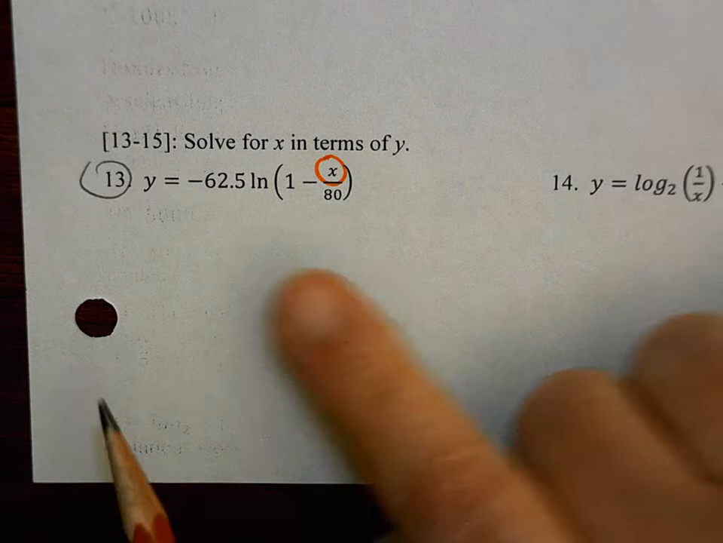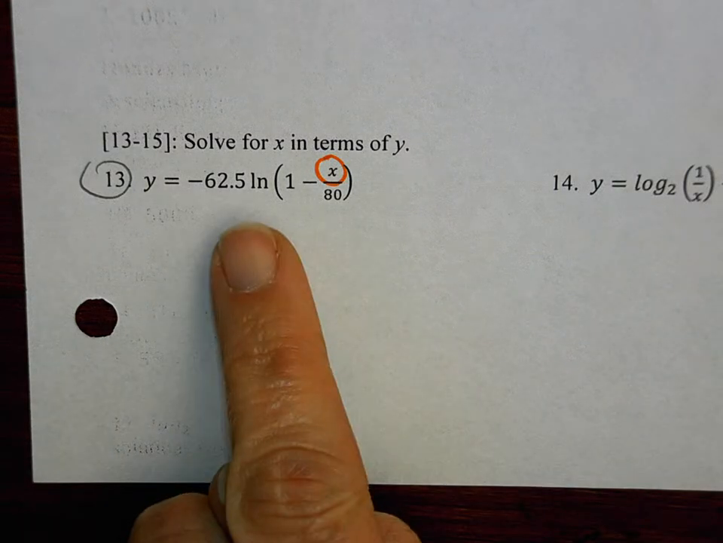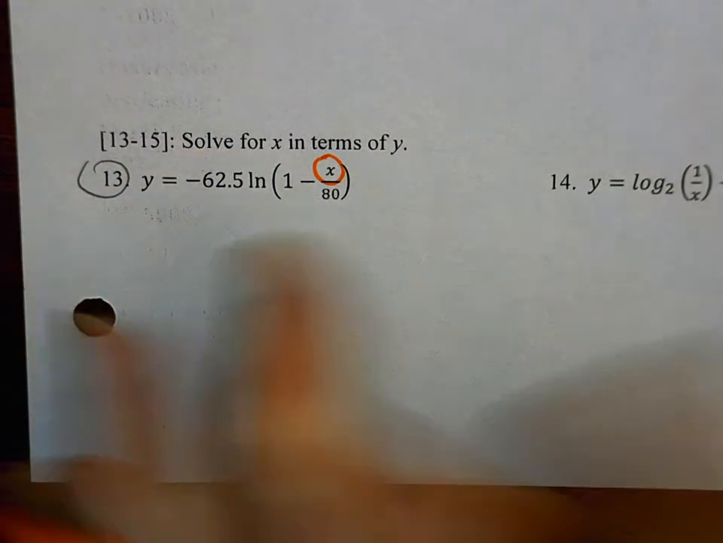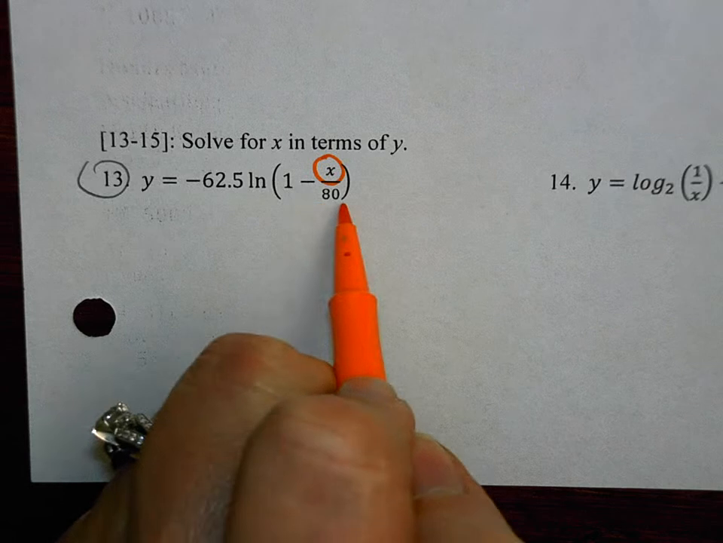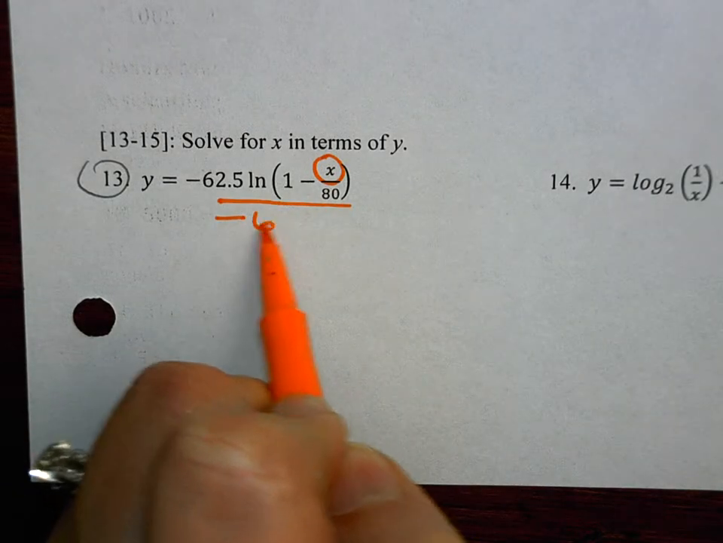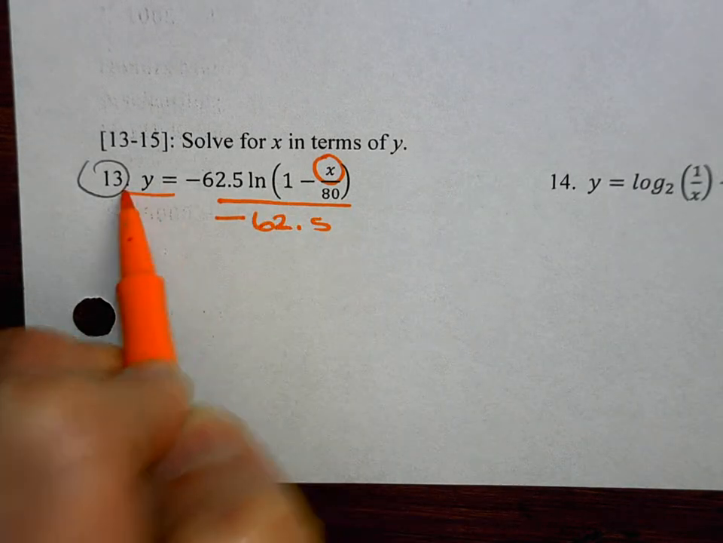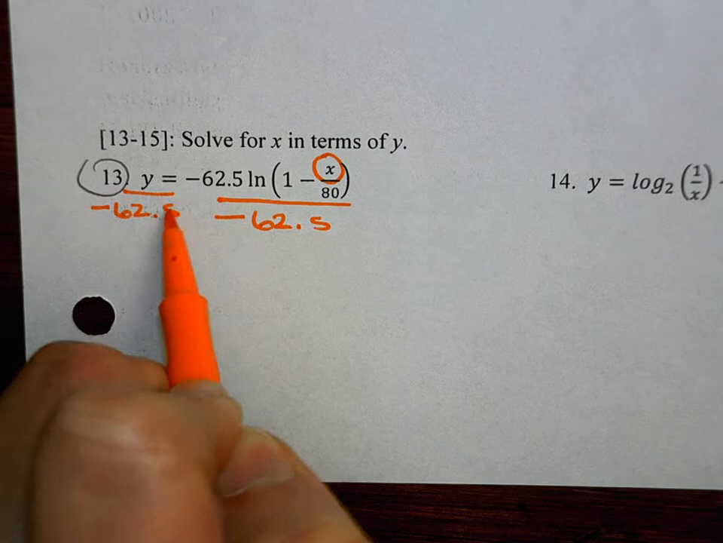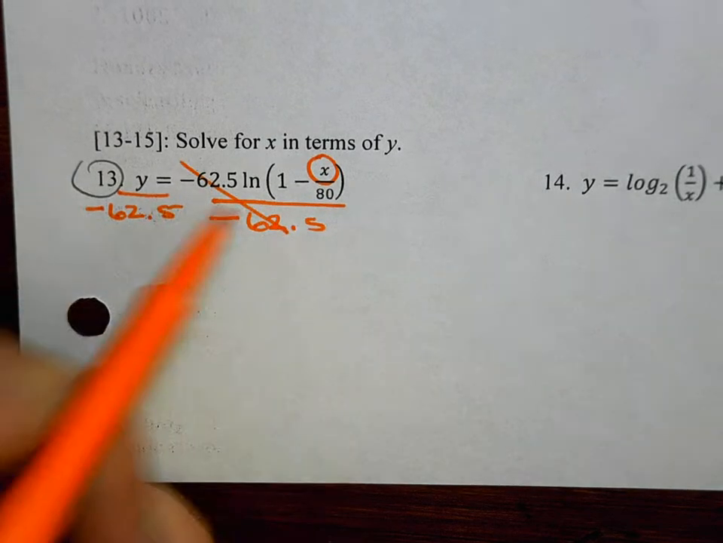The first thing I want to do is get rid of that negative 62.5 in front, right? So we start from the outside and work our way in. That means I'm going to divide both sides by negative 62.5. And that would give me 1 right here.